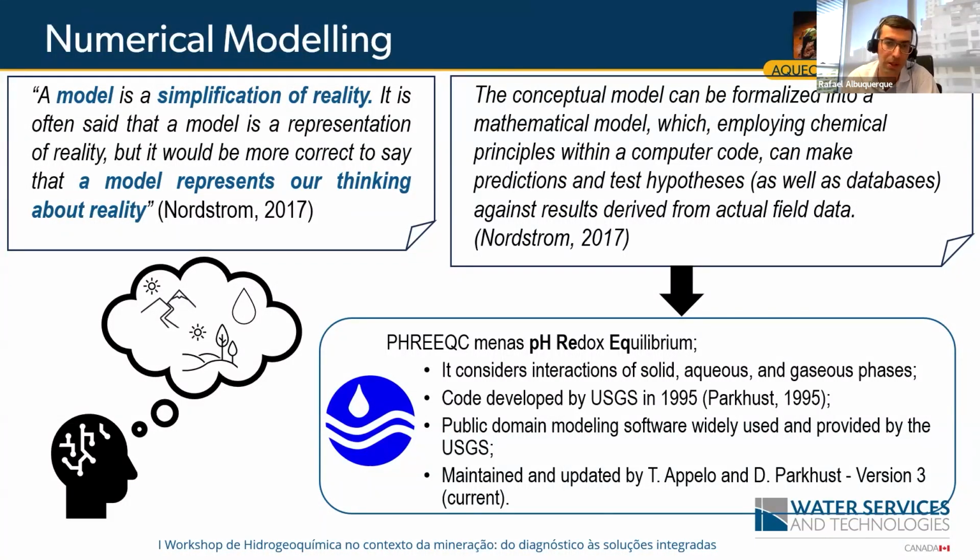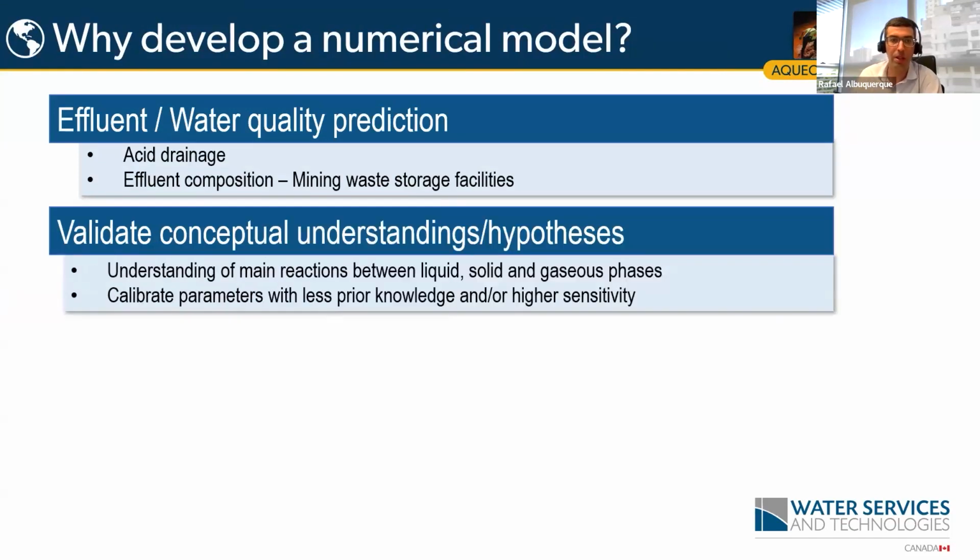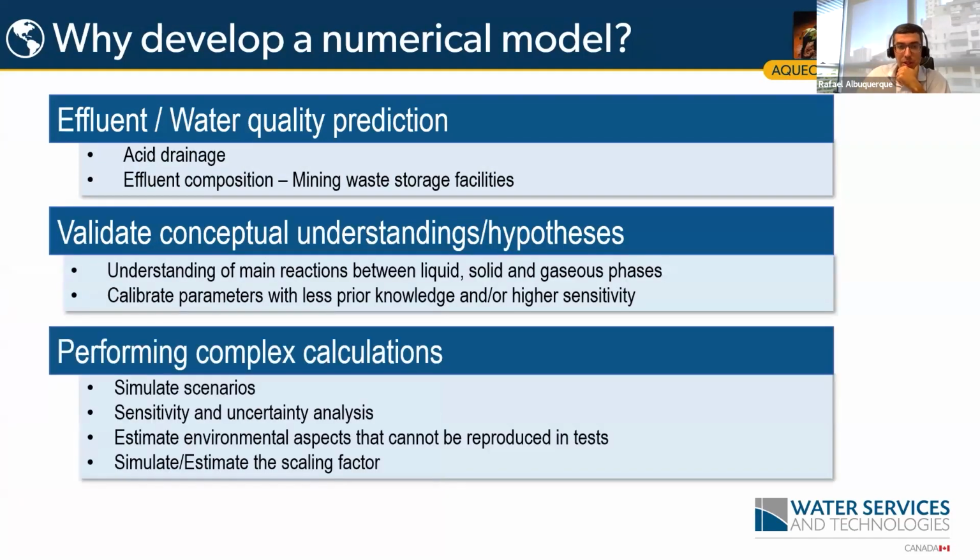The classic software that we use for numerical modeling is PHREEQC, as mentioned here, and that's one of the software packages that we use. Why develop a numerical model? Again, it's used especially to estimate composition of effluent and water quality, acid drainage, nutrient drainage, effluent composition, and so forth. It may be used to validate conceptual understandings and hypotheses.